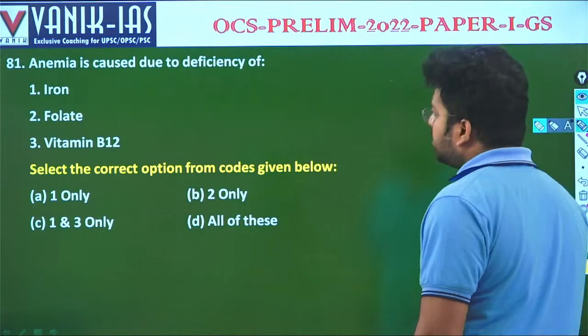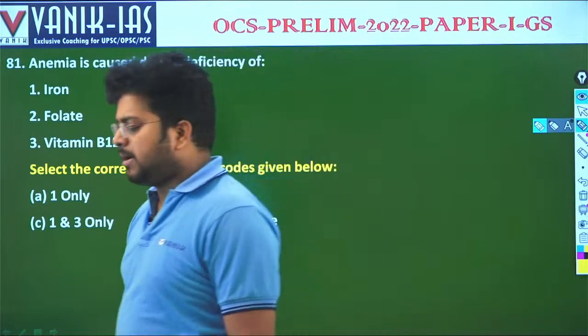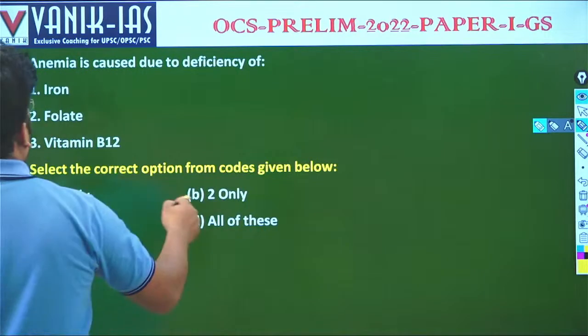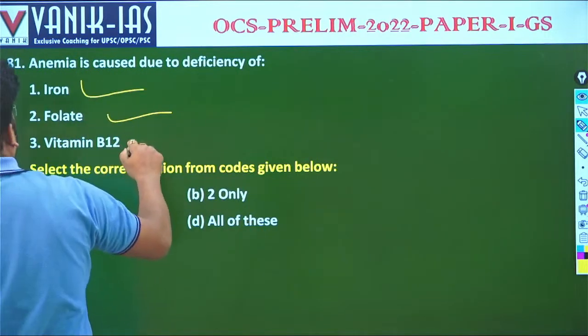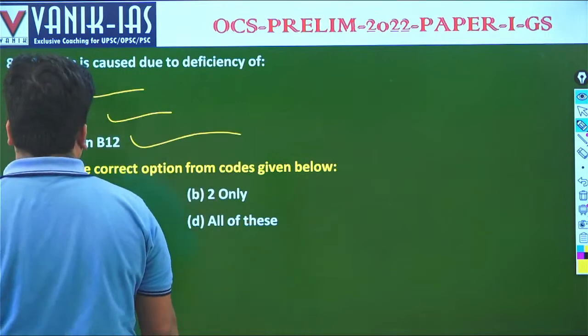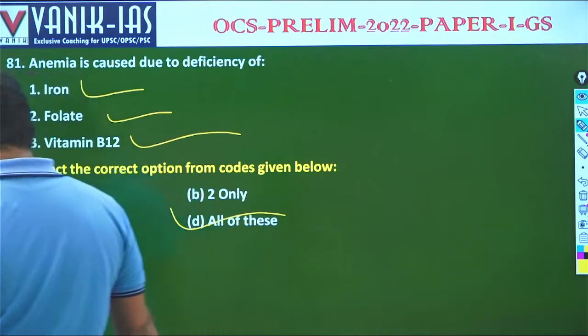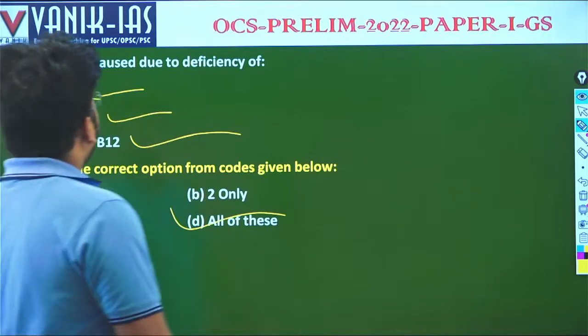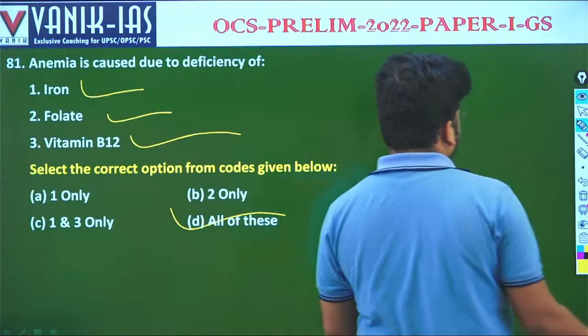Anemia. Anemia means we have 60% of women suffering from anemia, right? If there is a deficiency of iron, folic acid or vitamin B12, any of them, then that will be anemia. D is the answer.